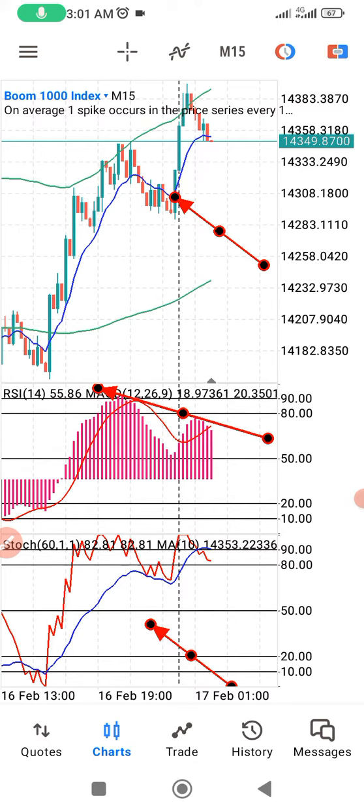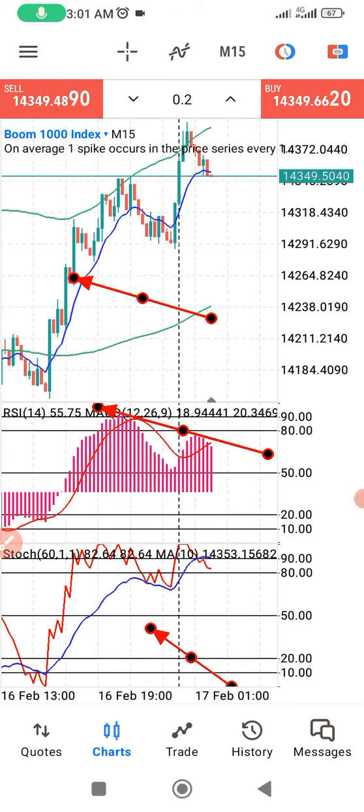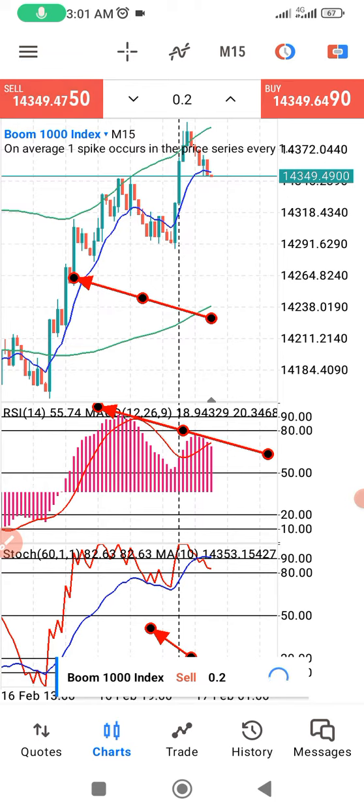Good, right? This is a divergence. You see the market making a higher high, and the indicator is making a lower low. And then for me to make this entry, price has already closed below the lower Bollinger. Price already closed below the moving average 10. So it's an entry for me.